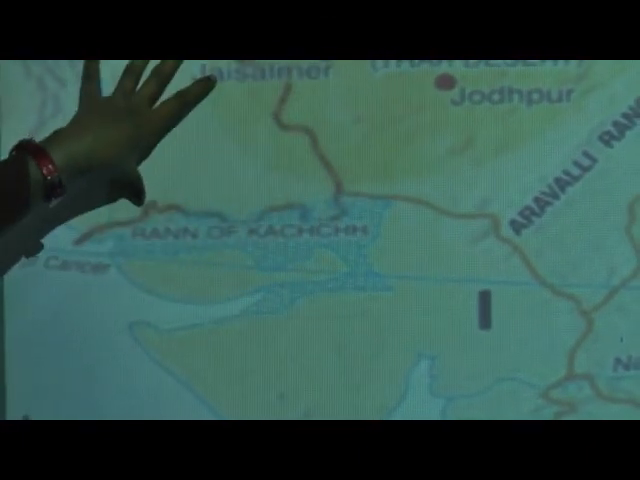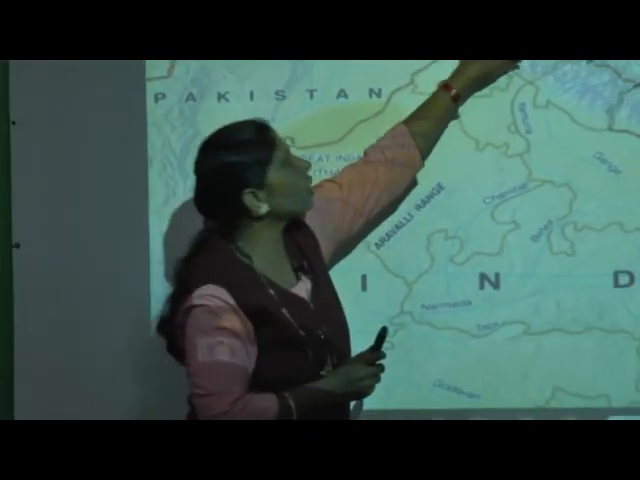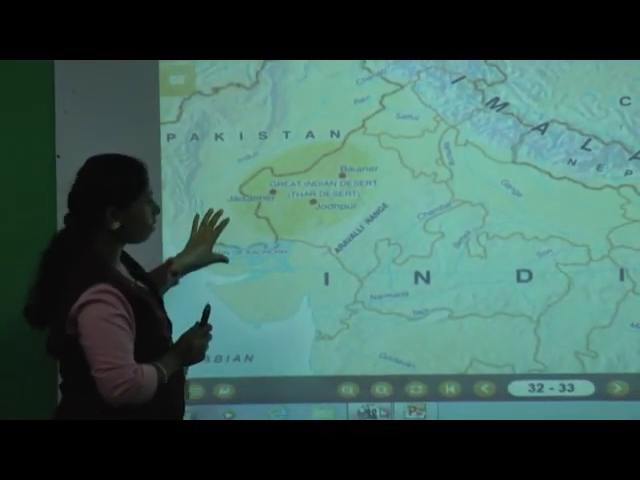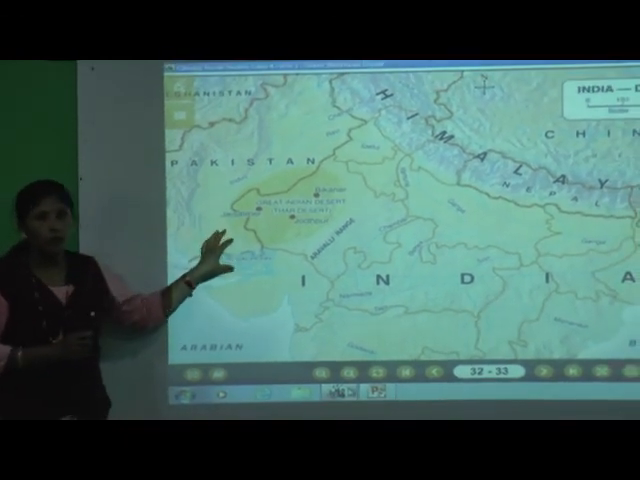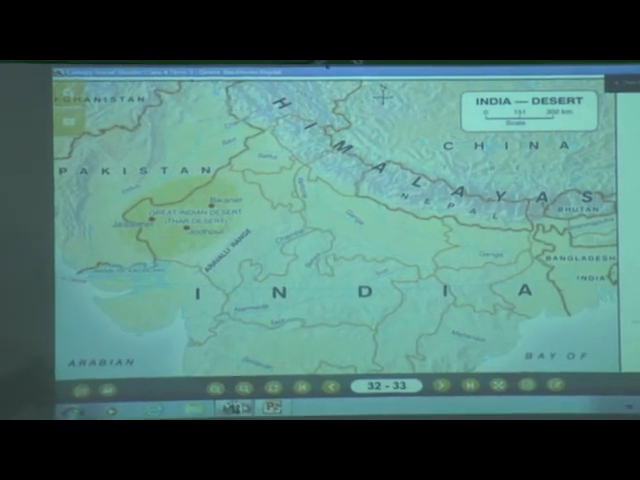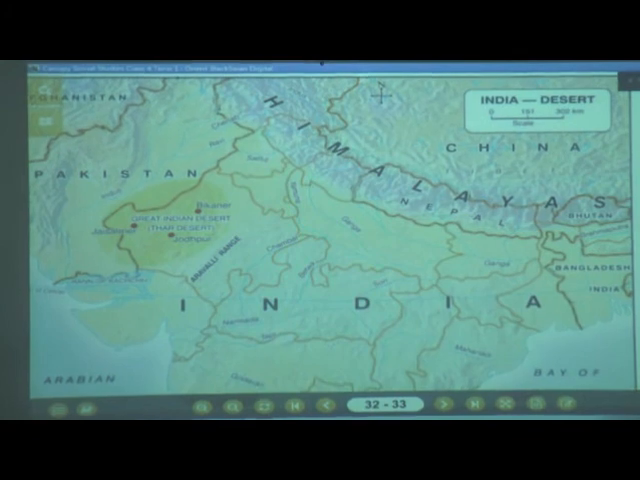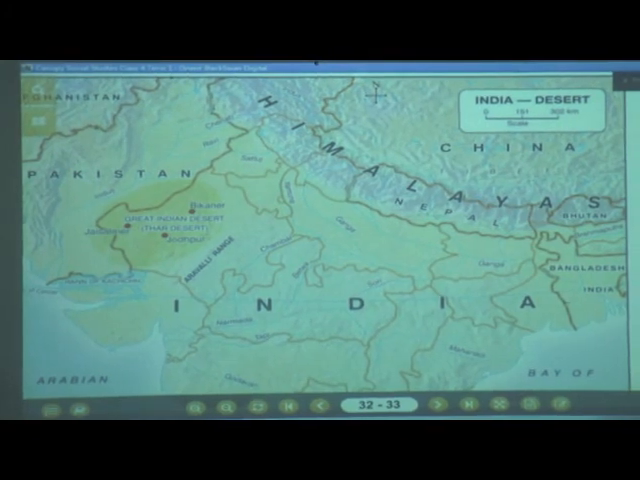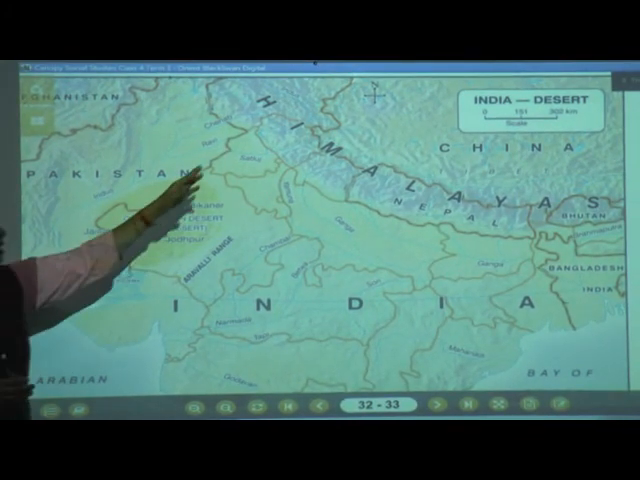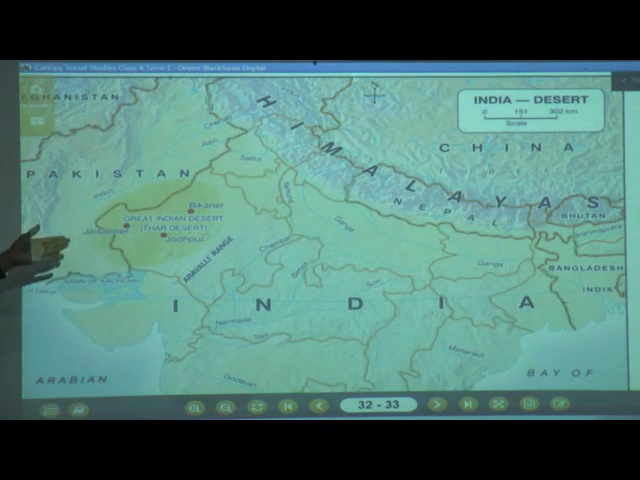Now, we have four directions, you all remember. This is the north part and then the west side. To the south is a salt marsh known as the Rann of Kutch, and on the northeast side we have the Satluj river basin. On the east side we have the Satluj river basin.